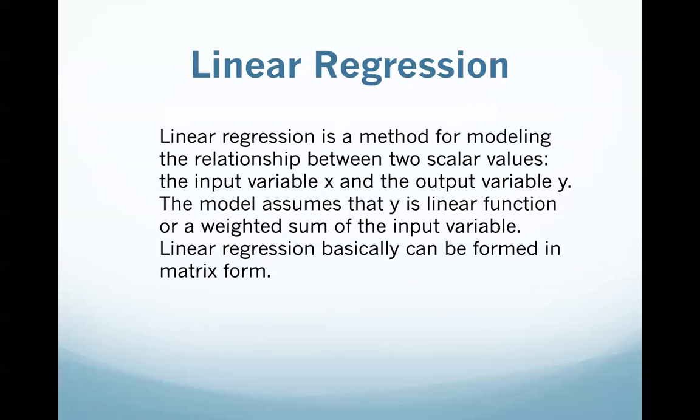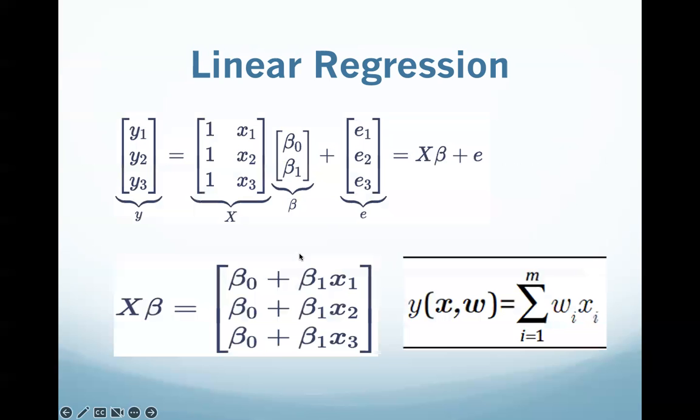Linear regression. Linear regression is a method for modeling the relationship between two scalar values. Please don't restrain yourself with the two values. It can be more than that. The input variable x and the output variable y. The model assumes that y is a linear function or weighted sum of the input variable. Linear regression can be formed in matrix form.